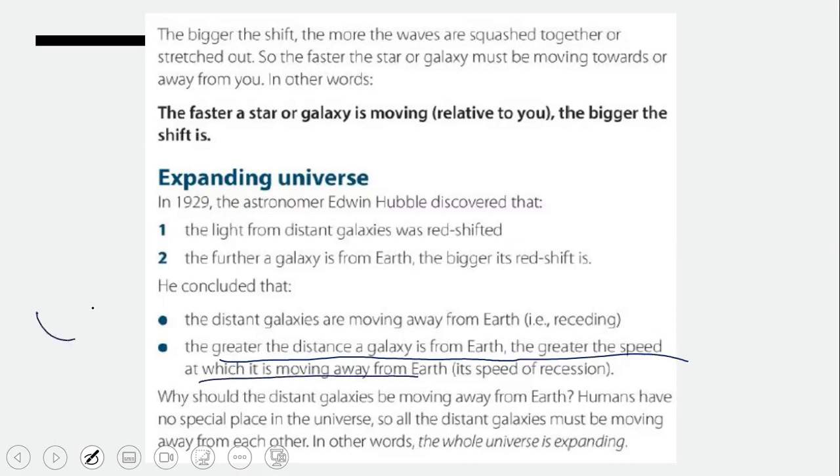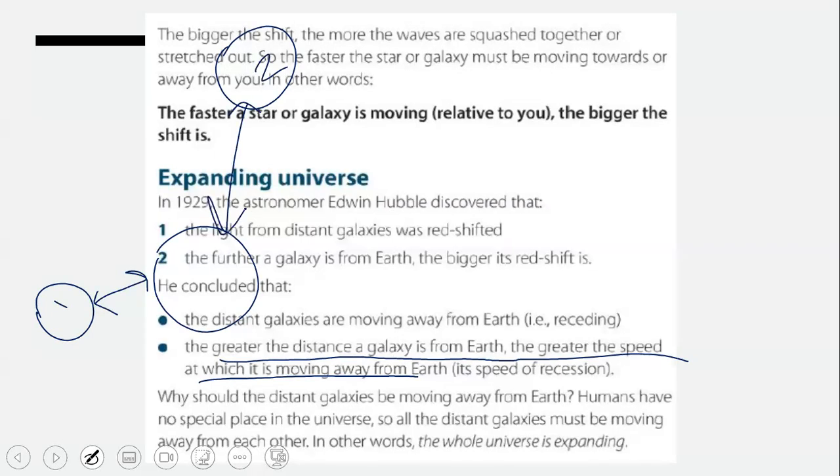So for example, you've got two galaxies, right? This galaxy is close to us, galaxy number 1. Galaxy number 2 is far away from us. So galaxy number 1 will be slower. Galaxy number 2 will be faster. So the greater the distance, the further away a galaxy is from us, the faster it will move away from us. So greater the amount of distance between us and the galaxy, the greater the speed of the galaxy as it moves away from us. So those are the two things that we know about our universe.